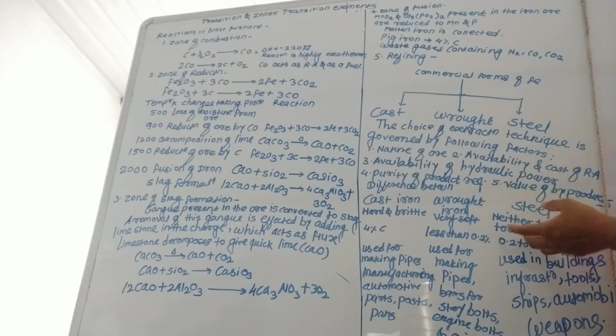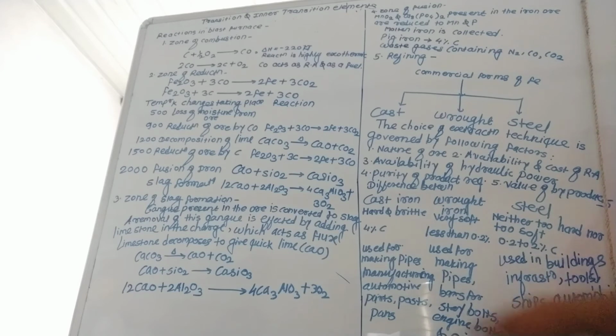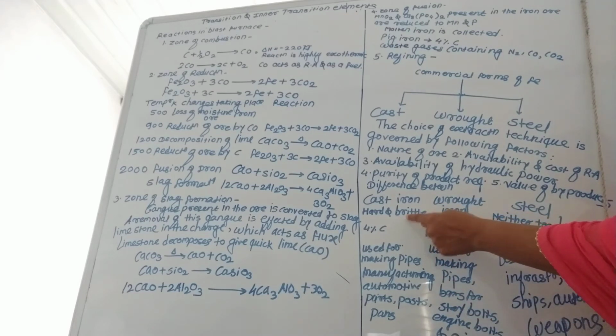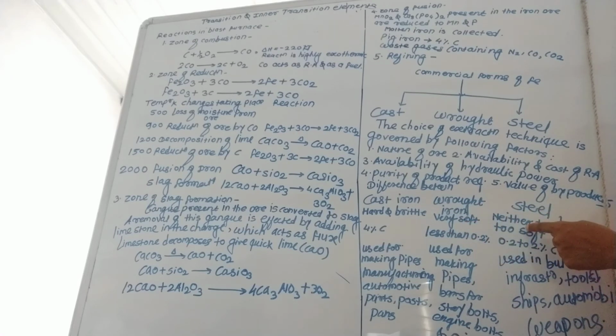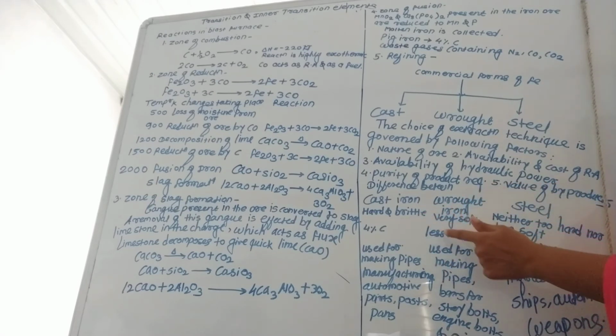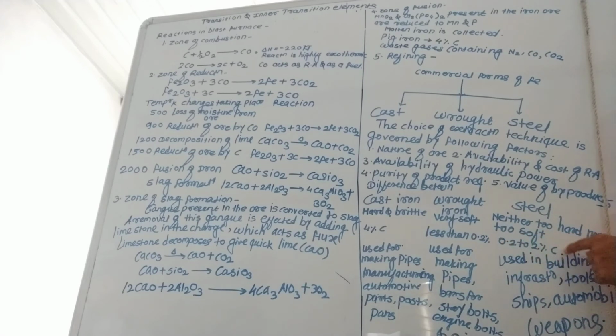Okay, then what is the difference between cast iron, wrought iron and steel? Cast iron is hard and brittle, wrought iron is very soft, and steel is neither too hard nor too soft. Cast iron contains 4% carbon. Wrought iron contains less than 0.2% carbon, and steel contains between 0.2 to 2% carbon.